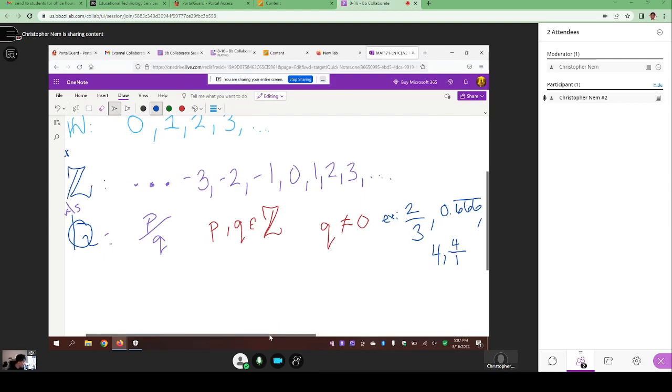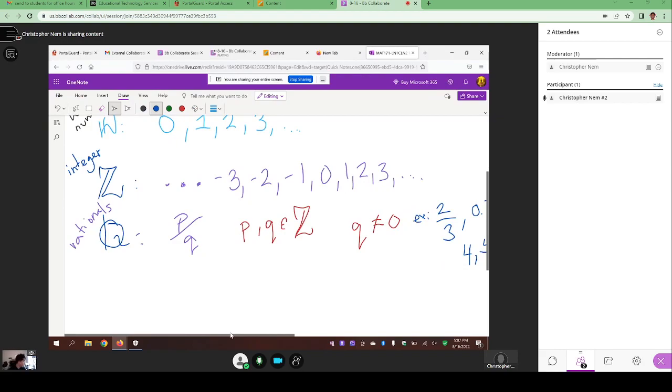So once we have rationals, we have something called irrationals. There's no notation for that, so I'm just going to write irrationals.